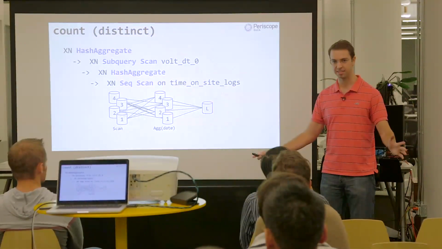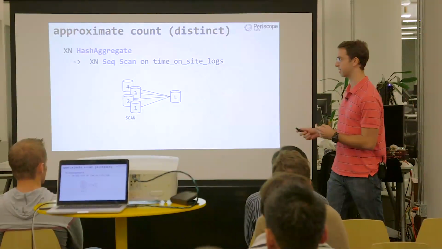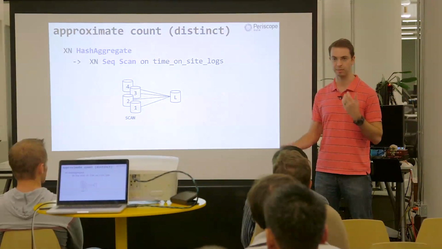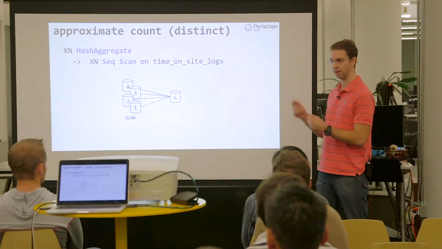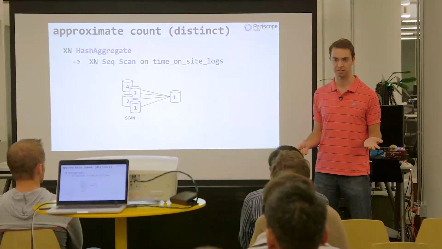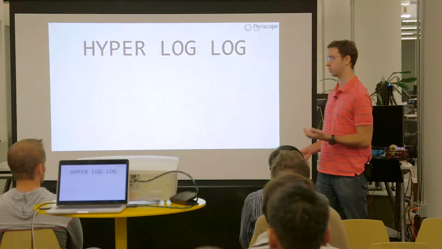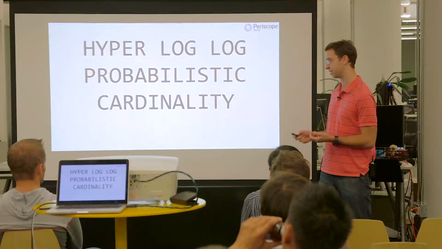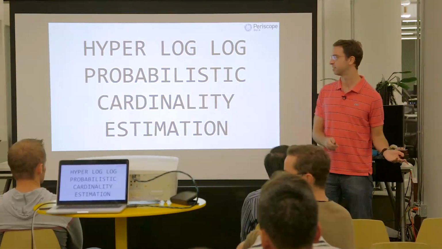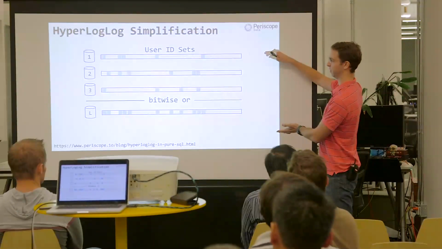But all is not lost. Data warehouses have cool things like approximate count distinct, which is a very different way of counting. If you're willing to take some error into your queries, you can actually count the unique number of elements in a set without communicating between the nodes. And the way that works is with HyperLogLog probabilistic cardinality estimation, which is a really big way of saying using Bloom filters for counting. And so this is a simplified version of that.